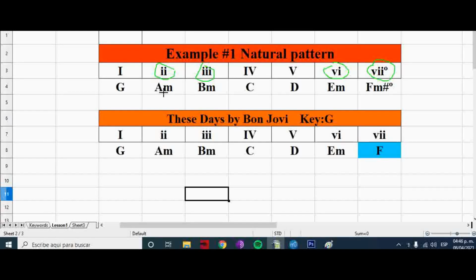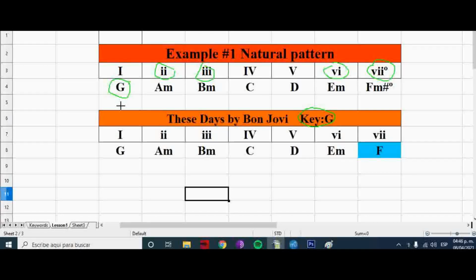Look here is A minor, B minor, look here E minor, and also here we have F minor, right? In this example I also want to mention the song These Days by Bon Jovi in G major, that's the key that I mentioned earlier. It means that the song begins, not necessarily begins, but this is the key.